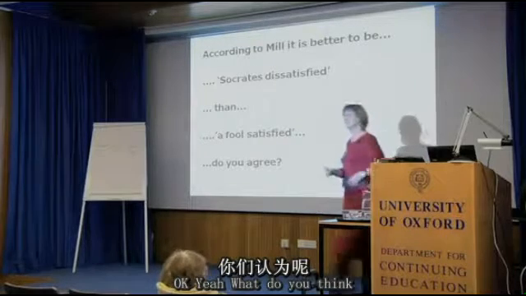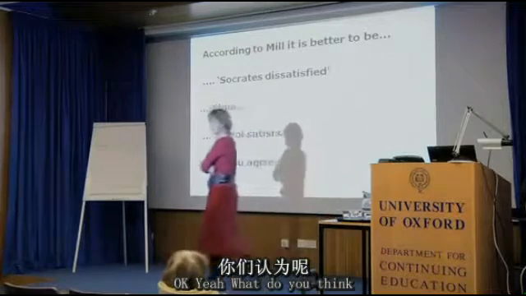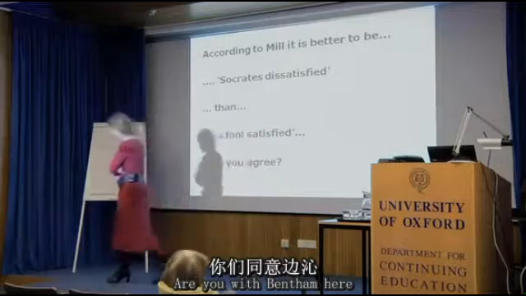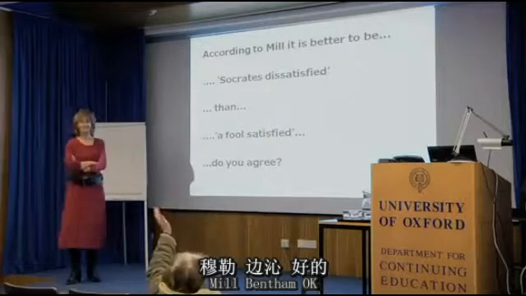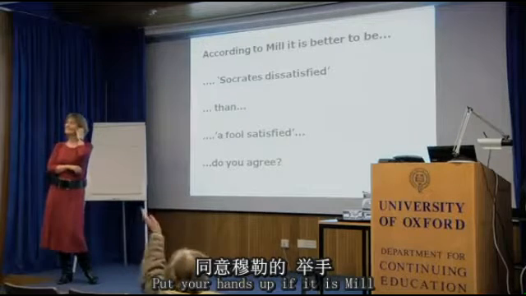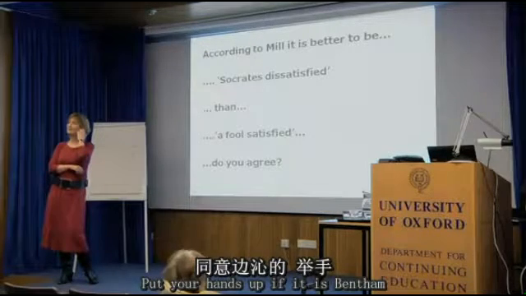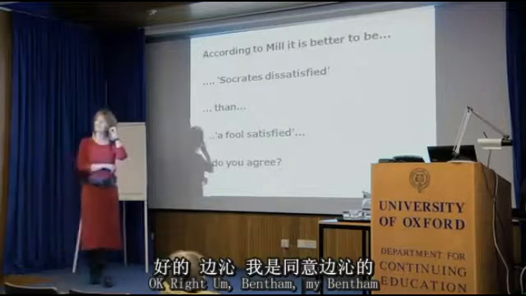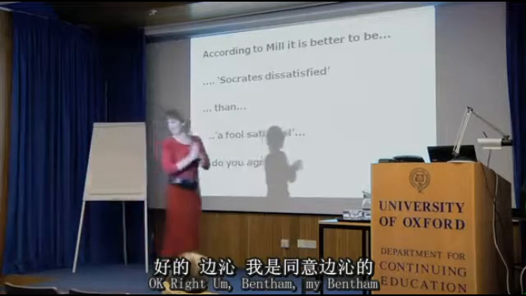Okay, what do you think? Are you with Bentham here, or are you with Mill? Okay, put your hands up if it's Mill. Put your hands up if it's Bentham. Okay, right. Bentham, why Bentham?